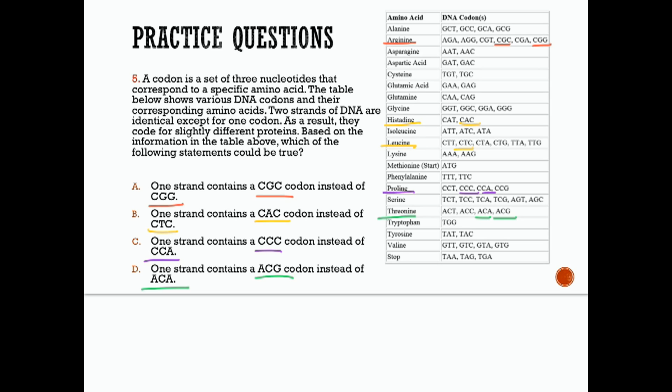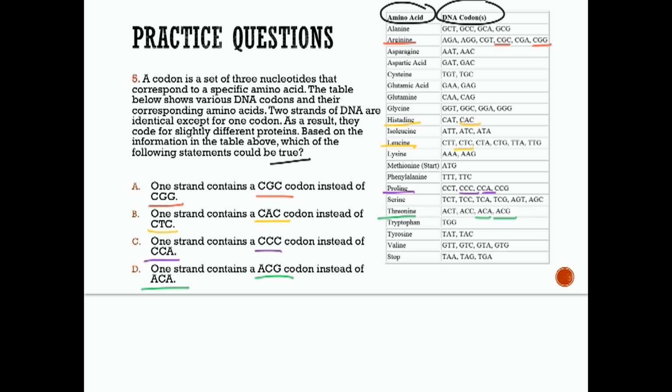Number 5, a codon is a set of 3 nucleotides that correspond to a specific amino acid. The table shows various DNA codons corresponding to its amino acid. 2 strands of DNA are identical except for one codon. As a result, they code for slightly different proteins. Based on the information in the table, which of the following statements could be true? So I've gone ahead and color-coded these so I didn't have to find them.